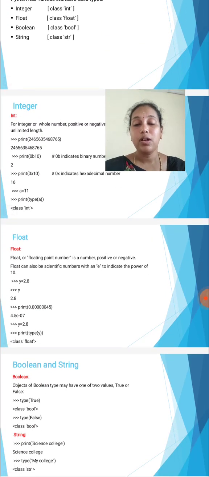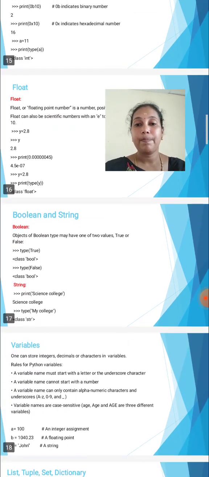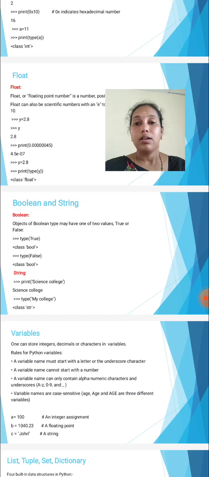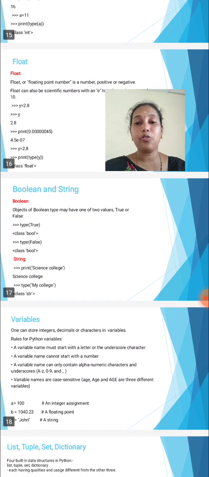The next one is float. A float or floating point number is a number which is positive or negative. Float can also be scientific numbers with an e to indicate the power of 10. And these are the examples for float with decimal points. Boolean: objects of Boolean type may have one of two values, true or false. So these are the examples for Boolean. And for string, it is a group of characters enclosed within double quotation marks.